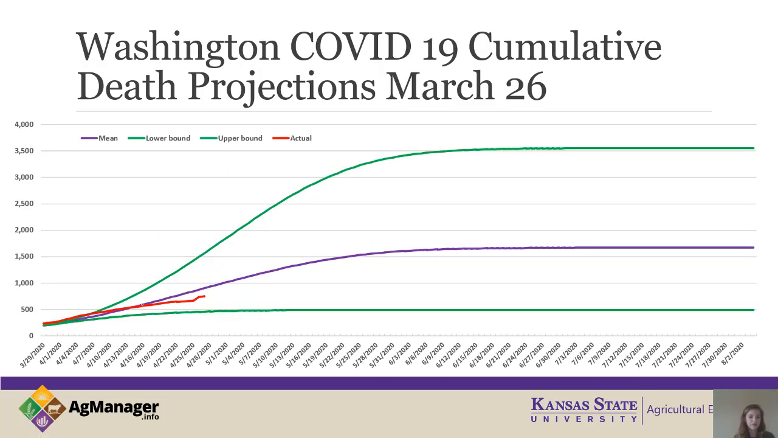Washington, we've seen a pretty reasonable amount of accuracy for their cumulative death projections. We're within the upper and lower bounds of the prediction. And for the most part, the actual death has followed the March 26th mean estimated death.